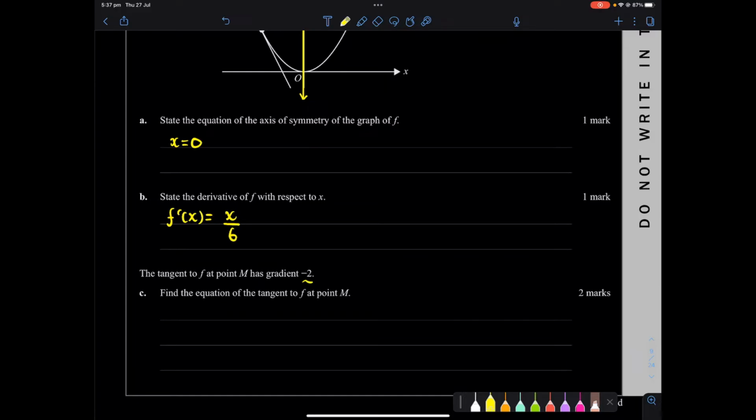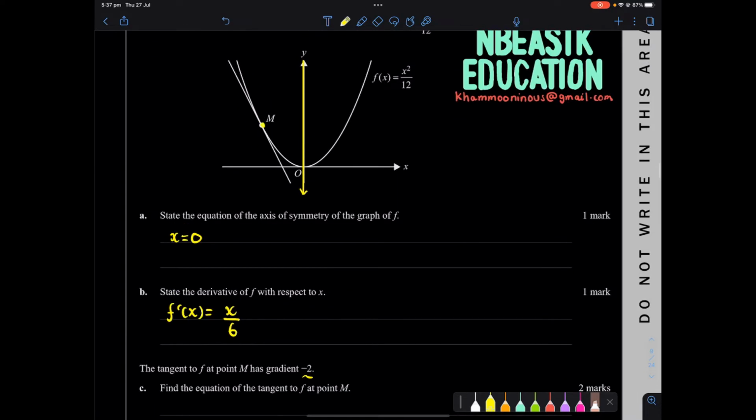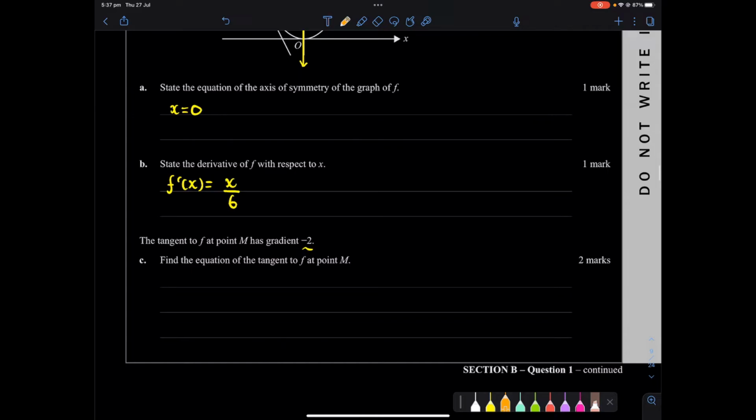The tangent to f at point M has a gradient of -2. So the tangent to f at point M, so we can see point M's over here, has a gradient of -2. Find the equation of the tangent. Okay, so it's 2 marks. So I'm going to pretty much say solve f dash of x equals -2 for x. And we can get the value for x.